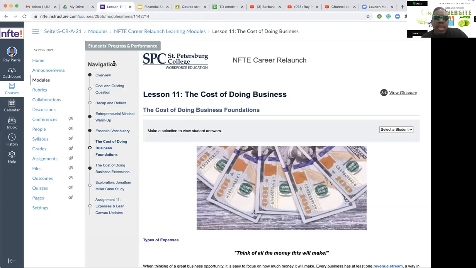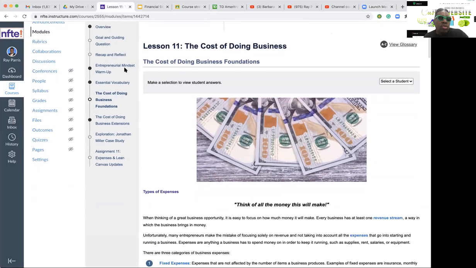Again, we're using a nifty career launch lesson to guide you. We are in lesson 11, the cost of doing business. Now, the cost of doing business is all about the numbers at the end of the day. What is your contribution margin? What are your expenses? What is your cost of goods? All those things play an important role in your numbers. So let's take a look.